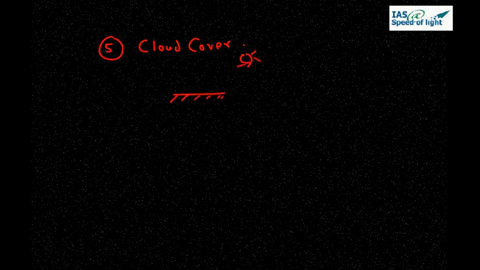Finally, the fifth one, we see cloud cover. So let us take three different scenarios here. First one: this is my surface and this is the sun. If you have a clear day, meaning no cloud cover, you have insolation, incoming short waves, and you will have outgoing long waves. Whatever heat is absorbed is again emitted back to space, right? So it will be a cool environment.